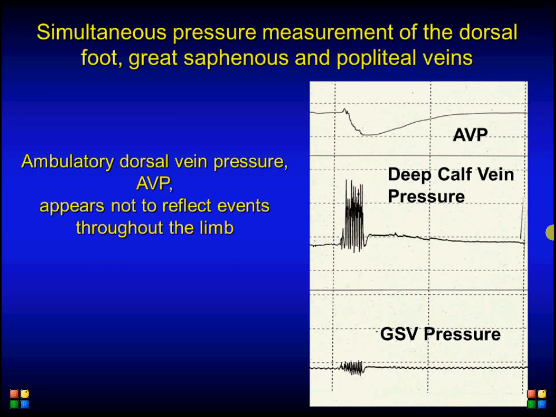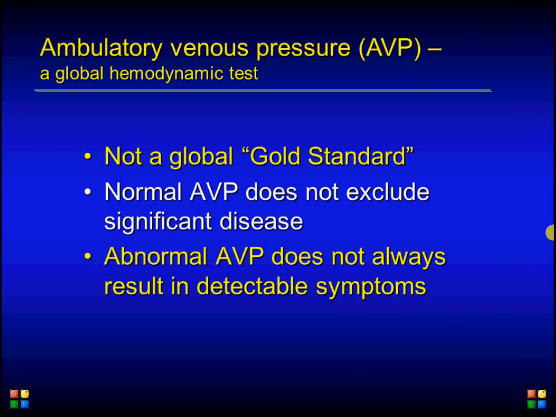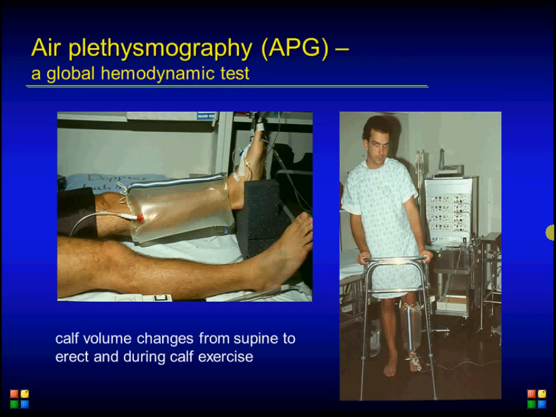So it's doubtful that the ambulatory venous pressure reflects all that is going on in the lower limb. So I don't consider this a global gold standard anymore. And abnormal ambulatory venous pressure does not always result in detectable symptoms, and vice versa.